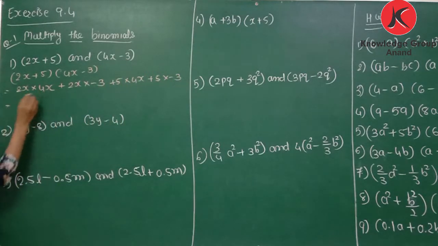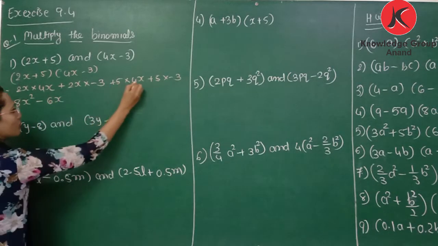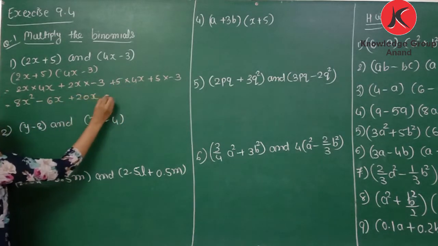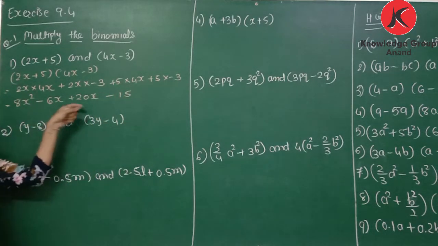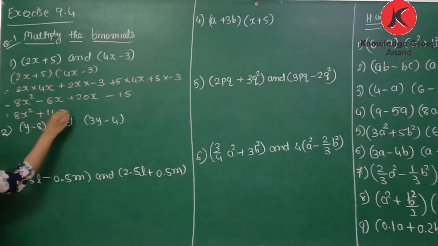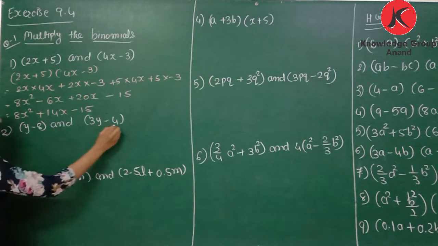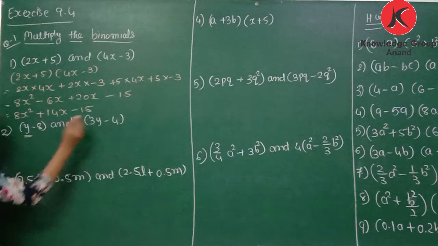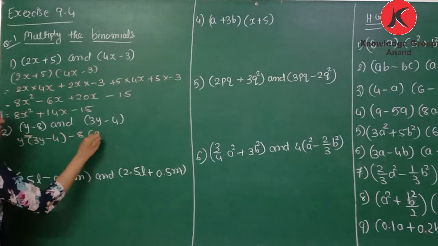Now 2x, 2 4s are 8, x multiply x, x square. 2 multiply minus 3 become minus 6x. 5 multiply 4, 20x minus 15. 5 multiply minus 3 become minus 15. Now minus 6x plus 20x, that are same number with different signs, so subtraction, plus 14x minus 15. Now next one, y minus 8 and 3y minus 4. So here y is multiplied with 3y minus 4 and minus 8 is multiplied with 3y minus 4.